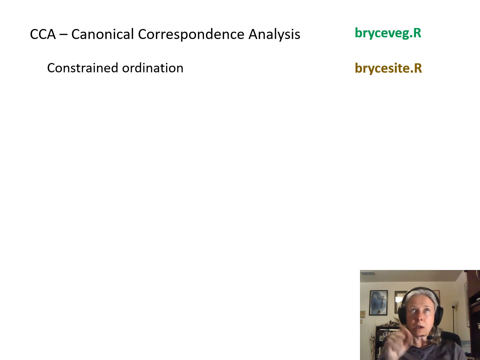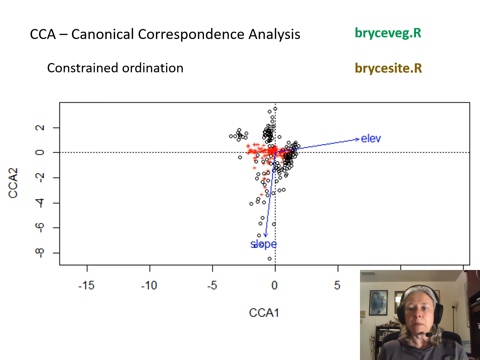And that kind of assumption may not be realistic for certain variables, for certain gradients. If you have sites that differ drastically in their environment, then you may well be violating that assumption. But in general, CCA is quite robust, and therefore it's very commonly used. In this example, I used it to examine how elevation and slope structure plant species composition in Bryce Canyon.